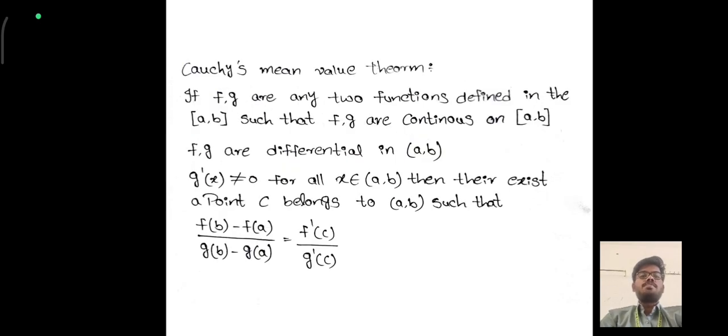Cauchy's mean value theorem: if f comma g are any two functions defined in the interval a comma b such that f comma g are continuous on a comma b, f comma g are differentiable in a comma b, and g dash of x is not equal to 0 for all x belongs to a comma b, then there exists a point c belongs to a comma b such that f of b minus f of a, whole divided by g of b minus g of a, is equal to f dash of c by g dash of c.